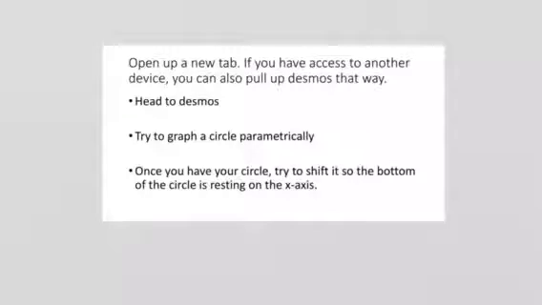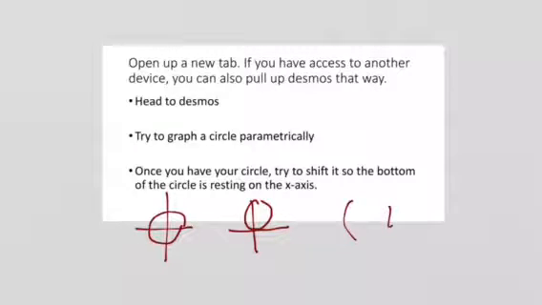And once you have your circle, try to shift it up so that the bottom of the circle is resting on the x-axis. So you may start with a circle that looks like this, and I want you to mess with it so that it looks like this. So in Desmos, you're going to have something of t, comma, something of t, and then you should let t go from 0 to 2 pi.